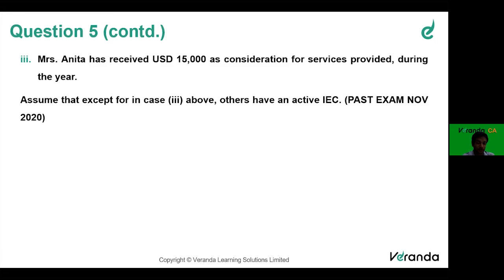If you see, in the beginning I also told you, when I was talking about the SEIS scheme and reading the question, that there should be an active IEC. So here, although Mrs. Anita has a net foreign exchange of more than 10,000 and was eligible, because she does not have an active IEC, she will not be eligible. So when you're attempting the answer, you write that since it is more than 10,000, she is eligible, but however, another condition of active IEC is not fulfilled, hence she will not be eligible to claim SEIS.